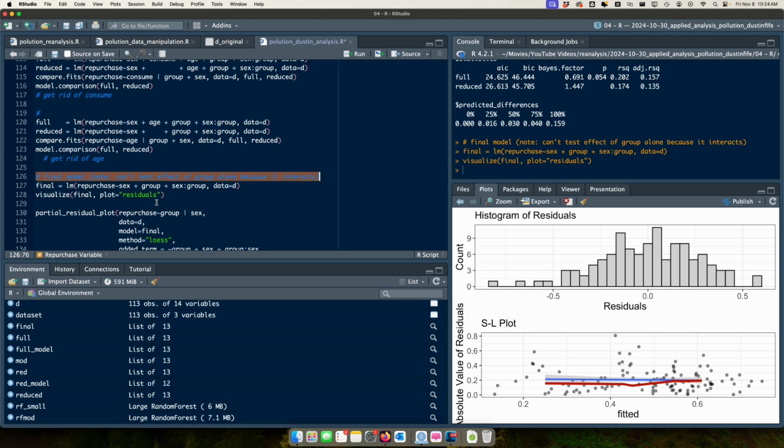Now also I make a note here that's probably in the wrong place. So final model, note, can't test effect of group alone because, oh yeah, so before in the last dependent variable that I used, I did a model comparison where I have group in one model and not group in the other model, and then did that model comparison to see if we need to keep group. And I would like to do that because that's what they hypothesized.